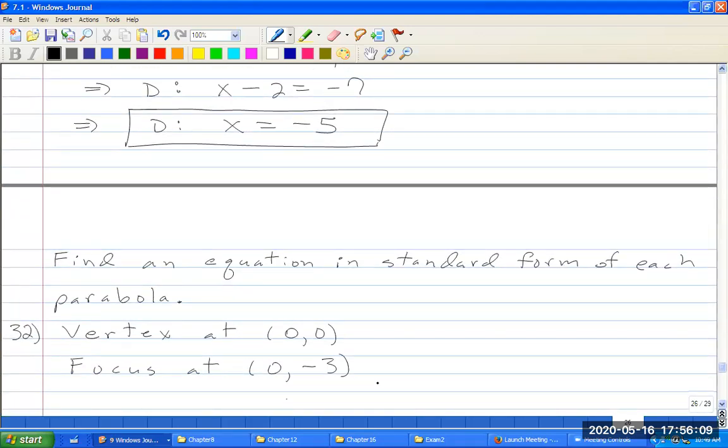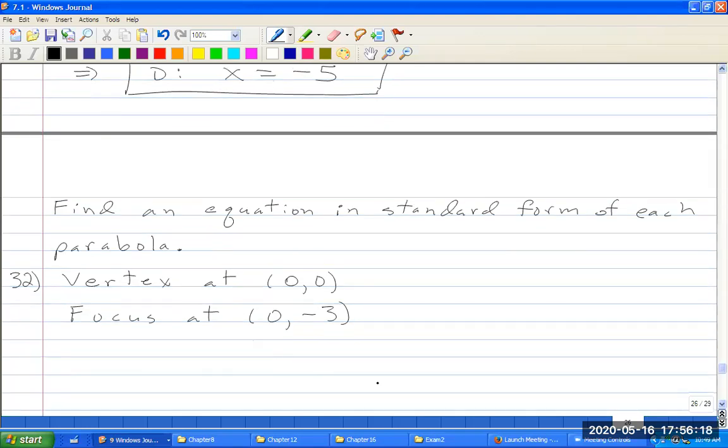Find an equation in standard form of each parabola. Okay, so let's do that. The vertex is at the origin, and the focus is at 0, negative 3. So the thing that's changing is the y. And so it's got to look something like x minus h. Oh, the vertex is at the origin. So x squared equals 4py. It has to look something like that.